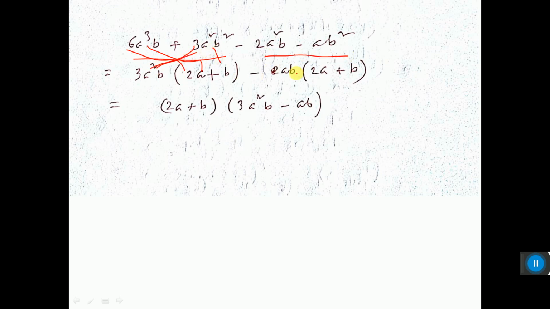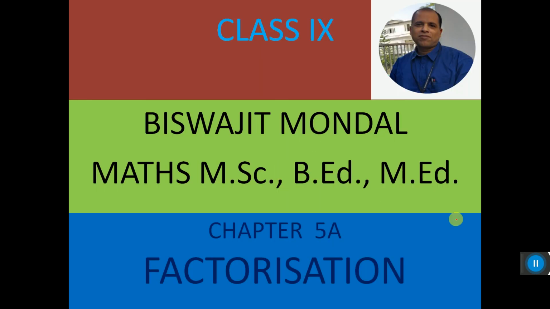And from here you take ab common. Then 2a is left, and ab common means b is left. This sign minus becomes plus. Now see, this one and this one are the same. So take common. So 3a square b here and ab there. So that is the answer. That's all for this video.